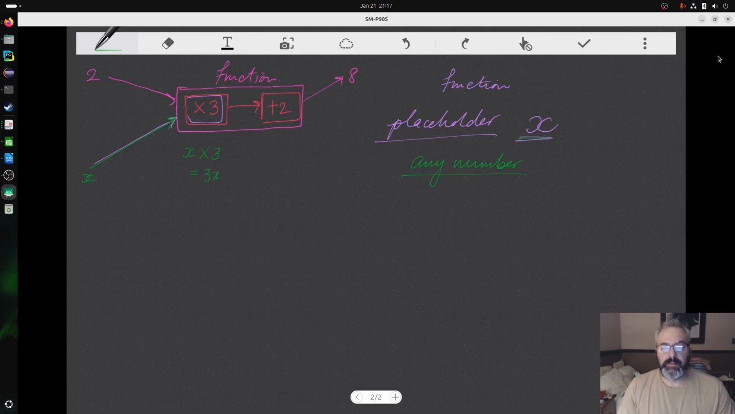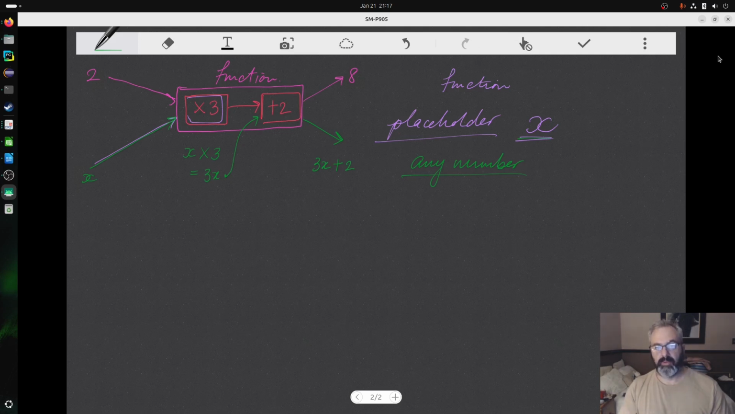So x times 3: 1x, and I multiply by 3, so I have 3 of them, and that becomes 3x. And now I take my 3x and I put it into the second calculation, the second block, and all that does is it adds 2. So my output will be 3x plus 2. 3x plus 2.